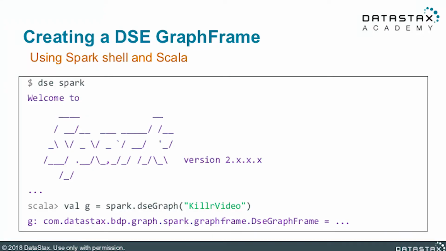Let's create our first DSE GraphFrame in Spark Shell. To do that, we start Spark Shell by executing command dse spark, and then call the dseGraph method of the Spark session object with the name of the graph as a parameter, killrvideo in this case. We assign the result to g, which is an instance of DseGraphFrame, as you can see in the output.